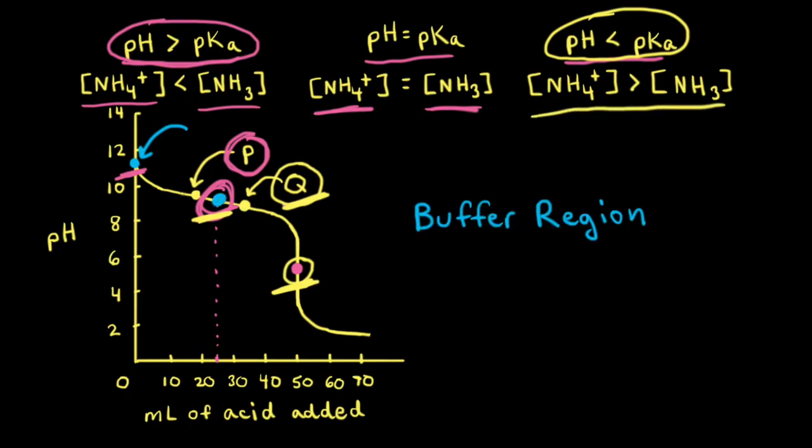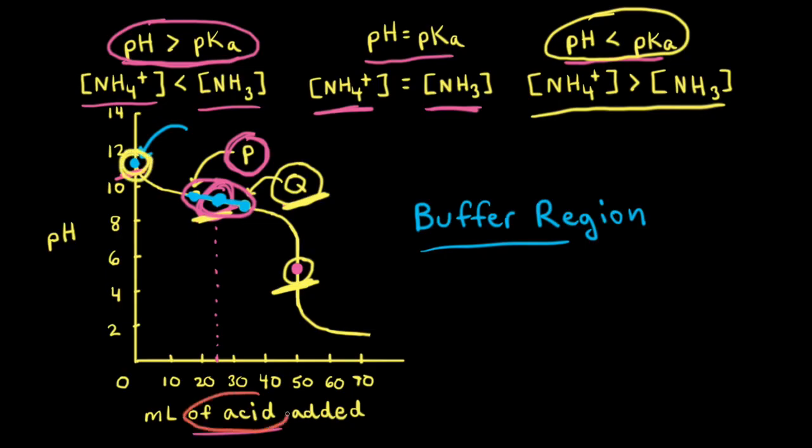The half-equivalence point, point P, and point Q are all a part of the buffer region on the titration curve. Remember that buffers resist large changes in pH, and that's why we see a slow decrease in pH as acid is added at this part of the titration curve. At the very beginning of the titration, we had almost all ammonia, and therefore we did not have a buffer solution.